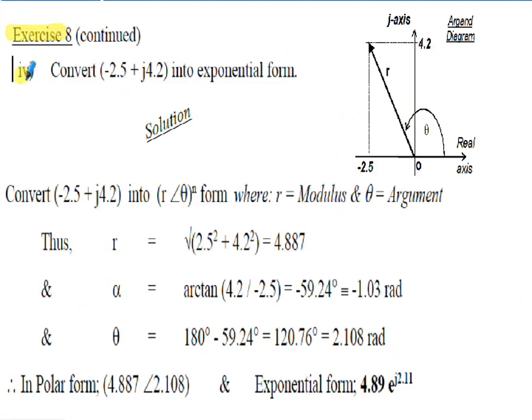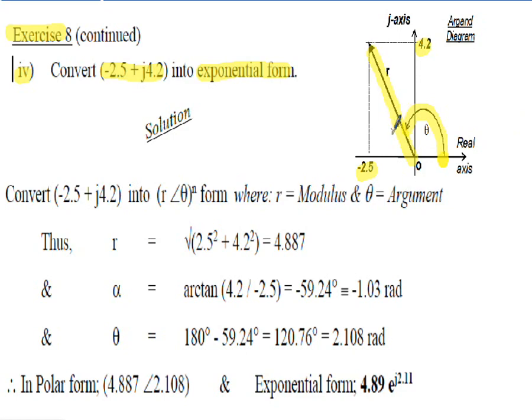Exercise 8 part 4. I'm given a Cartesian complex number to put into exponential form, so don't forget the first thing to do is make sure you plot it. Negative 2.5 on the real axis, 4.2 on the imaginary j-axis, so the phasor resides in the second quadrant. But don't forget angle theta must be calculated from the real axis in an anti-clockwise direction.